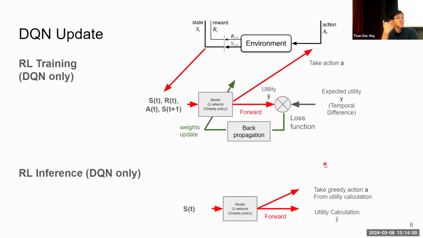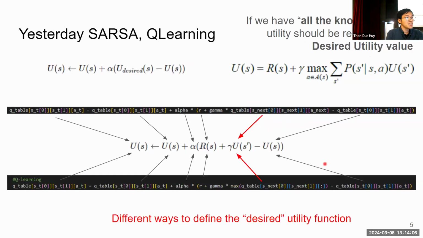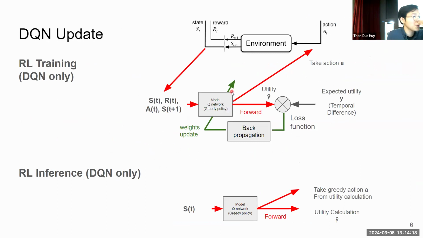So now let's move to the deep Q-learning. From the idea of updating towards a desired value, we have this equation, and you can match the terms in the code in the Colab notebook to the individual terms. Then for the deep Q-learning, the deep Q network, what is different from that?